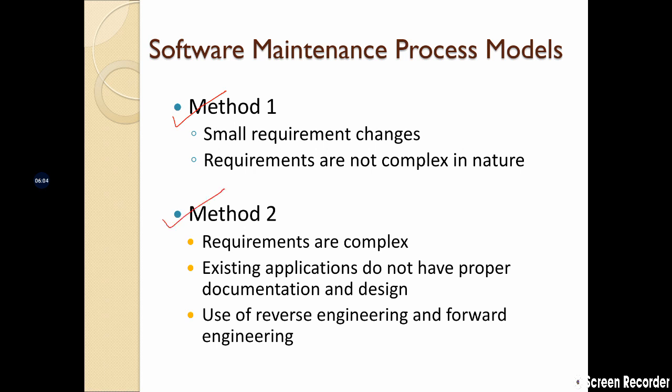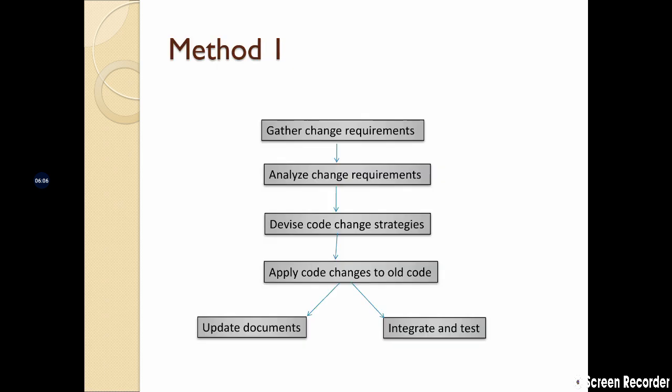So the first method is very simple. What we do with the first method is take the requirements. So basically you gather the requirements. When you talk about requirements here, we're talking about the change requirements, because these are the additional requirements that you're going to add into your existing system. Or if you want to change the functionality of an existing system, then also we follow this process of change requirements. So you gather your change requirements, do the analysis of the requirements that you're changing or you're adding.